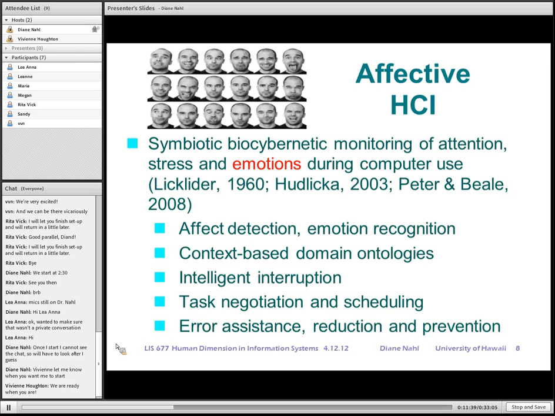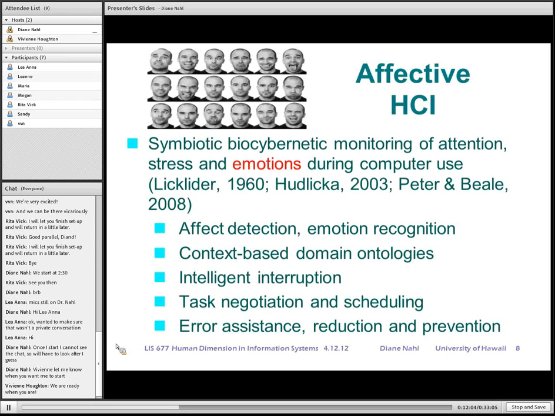So it's not so new, but the more up-to-date review of affective HCI is in the Hudlicka article from 2003, which is in the list of references at the end. That was actually a special topics issue on affective HCI, so there are many articles in there that have experiments dealing with this type of research.